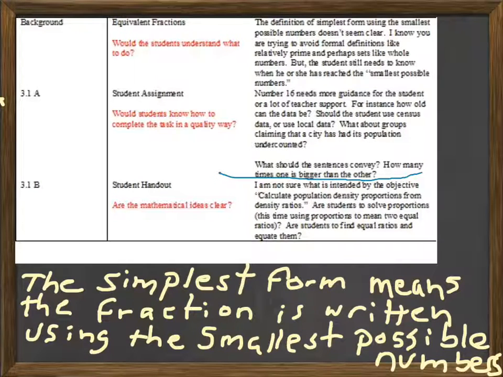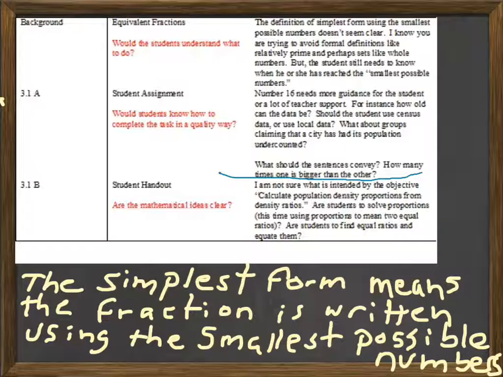The definition given in the document said the simplest form means the fraction is written using the smallest possible numbers. It had talked about equivalent fractions right before that, but I was worried that if a student really didn't know about this, that they wouldn't know that they had to use equivalent fractions or even that they had to use whole numbers. So I thought maybe some examples were needed.